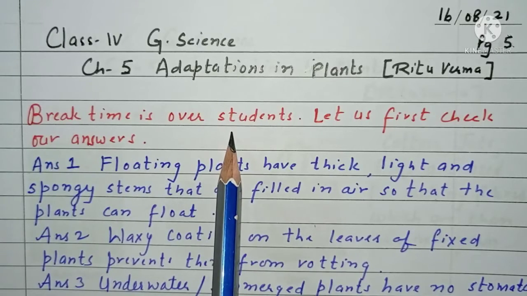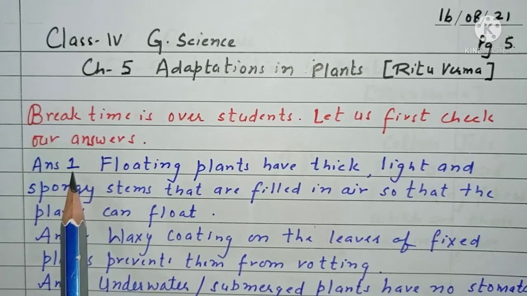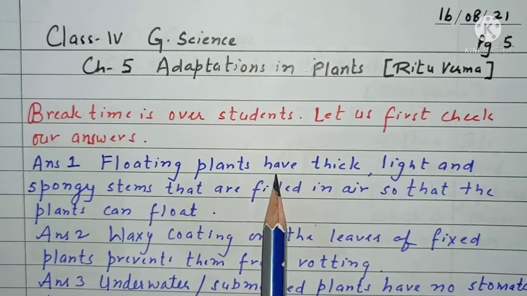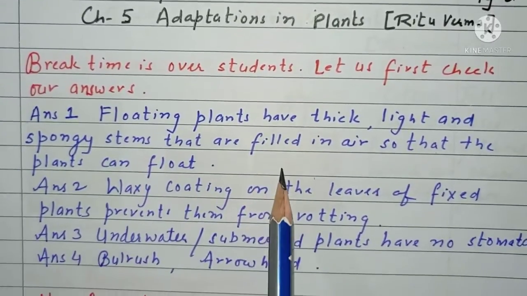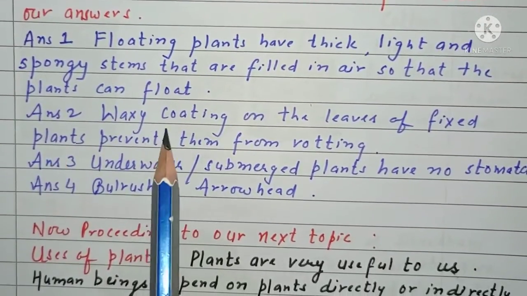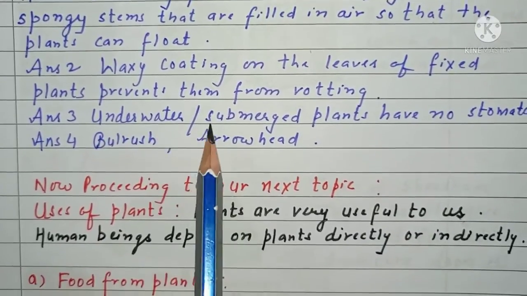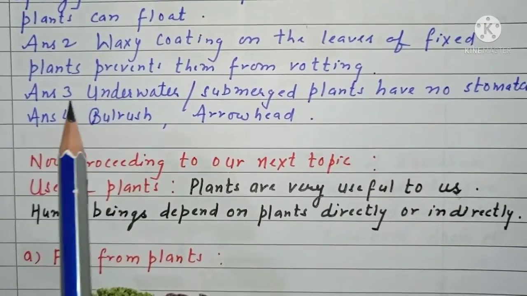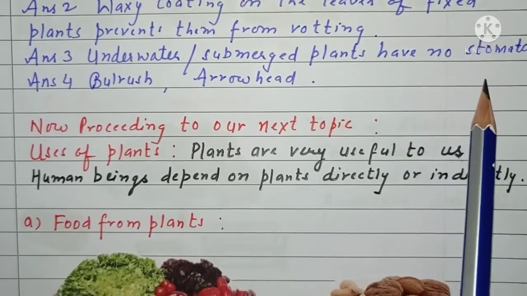Break time is over, students. Let us first check the answers for the following questions. Answer number 1. Floating plants have thick, light and spongy stems that are filled with air so that the plants can float. And number 2, waxy coating on the leaves of fixed plants prevents them from rotting. And answer number 3, underwater or submerged plants have no stomata.